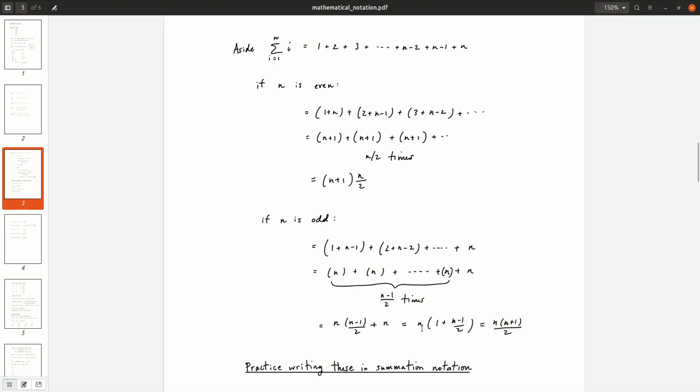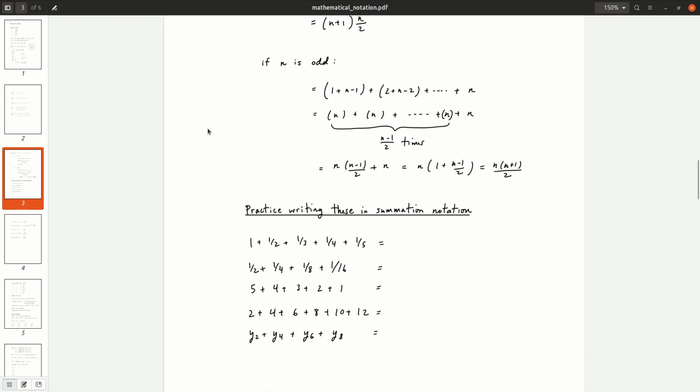If you do some algebra here, you have to factor out n, you get 1 plus n minus 1 over 2, all times n. And if you do a little bit more algebra, it turns out you get the same exact formula, n times n plus 1 over 2, when n is odd, as you get when n is even. This is just an aside unrelated to the course, but it's a clever example of how to add up the first n integers.